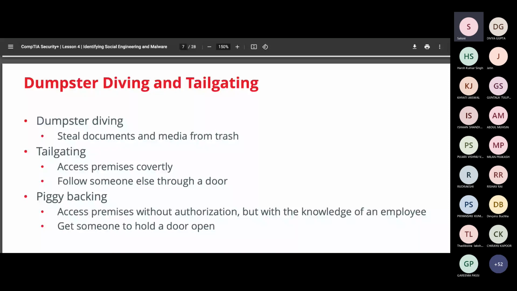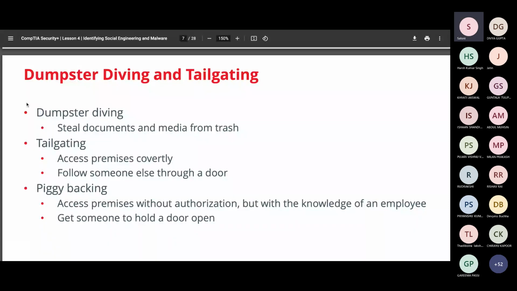So out of courtesy anyone will do it, but they are an unauthorized person. So this is basically piggybacking. That means maybe a means for an insider threat actor to allow access to someone without recording it in the building's entry log, and falling for such excuses and allowing them in. So this is piggybacking.